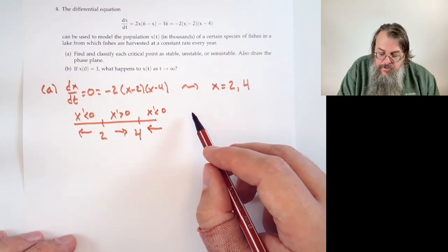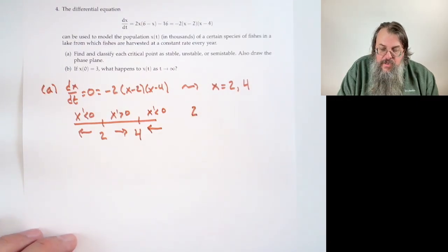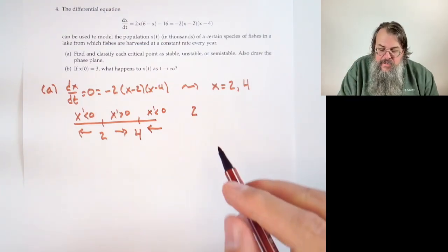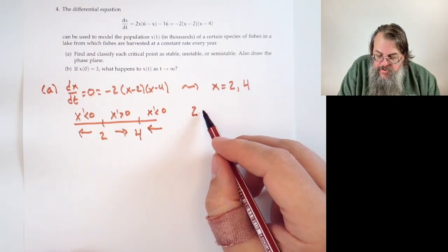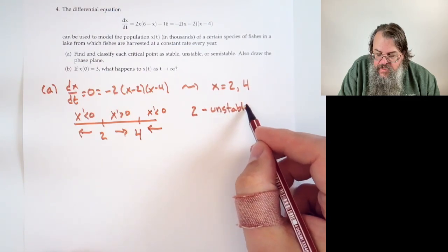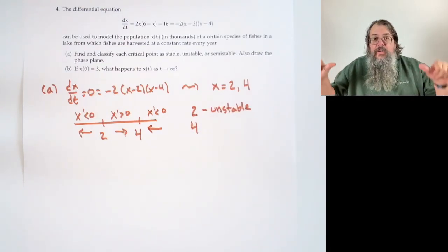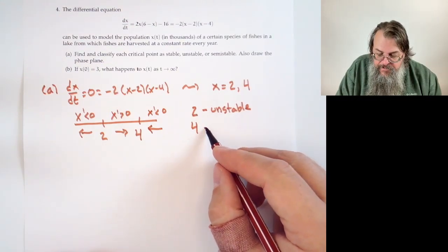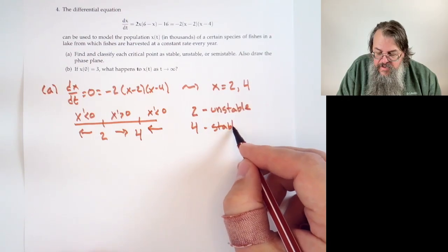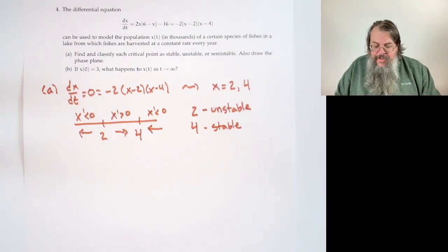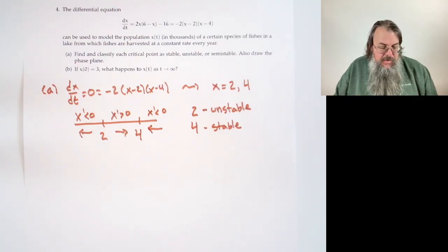And so we see, aha, at 2 we're moving away. We're going out from it, so it's pushing it out. So that's unstable. At 4, we see we're going in. So that would be stable. And we're done with part A. Okay, so now we can talk about part B.